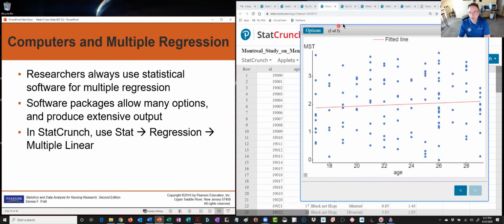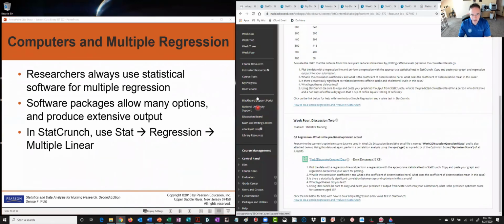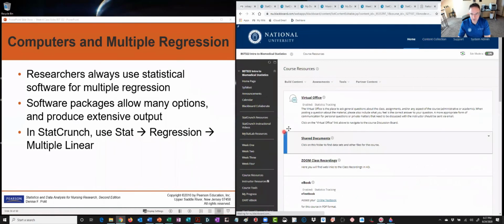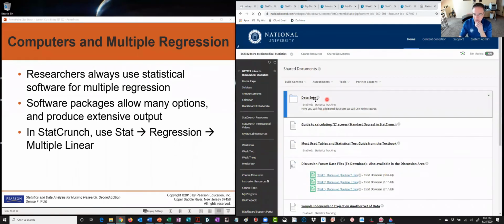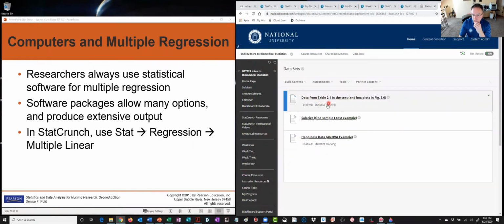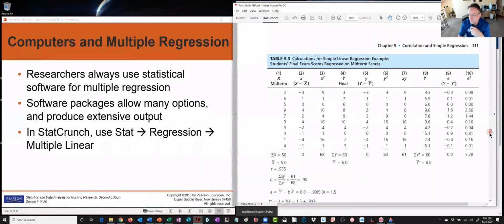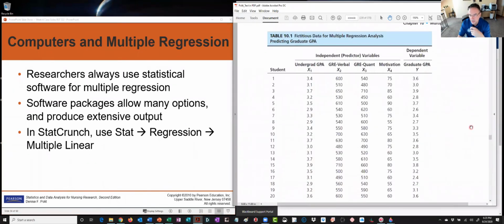So for example, if you go back to the course shell and course resources, I've given you, in the shared documents area, where I'm putting some of these data sets, there are data sets that I put here for the examples. So the ANOVA, an example. And what I'll do is I'll put one for the regression, but I'll go over that now and then I'll place that in the course shell too if you want to practice with that one. But again, we're not going to be doing these analyses in class. But if you look at chapter 10, this multiple regression, we'll just do one example tonight and then we'll stop.